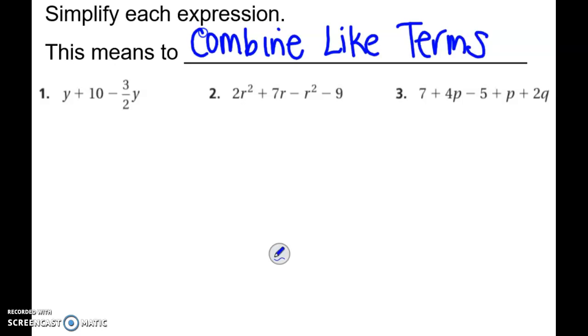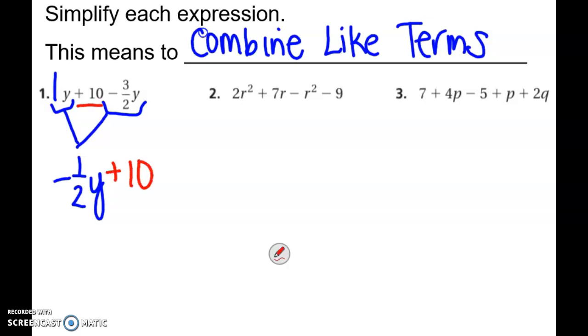So in this one we said my like terms were the y's. If I put those together, 1y minus 3/2 or minus 1.5y gives me negative 1/2y, right? And then I just have the plus 10 still by itself. That is simplified. I've combined my like terms.